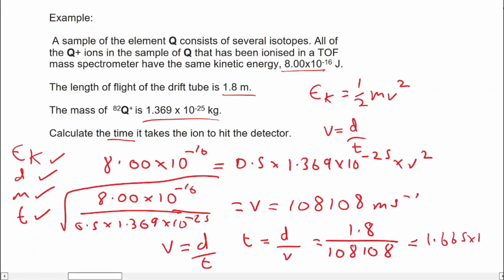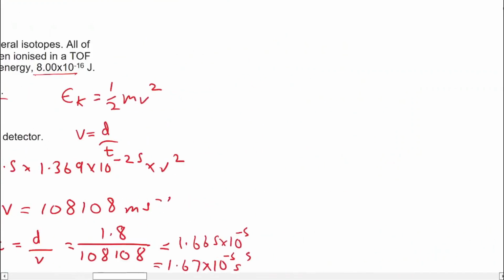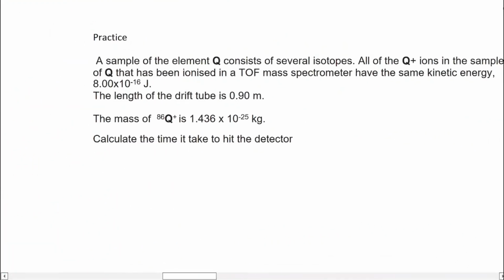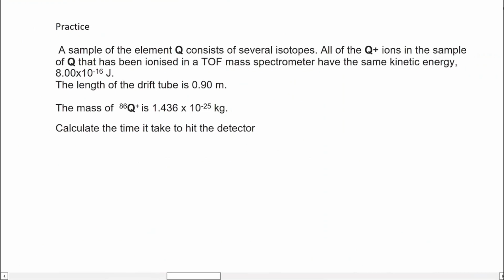1.665 times 10 to the minus 5 seconds. So we'd probably round that to 1.67 times 10 to the minus 5 seconds. So that's how we do it. Now it's time for you to have a go. So again, similar type of question, but you've got a slightly different scenario, different length of tube, different mass. Off you go. Good luck.